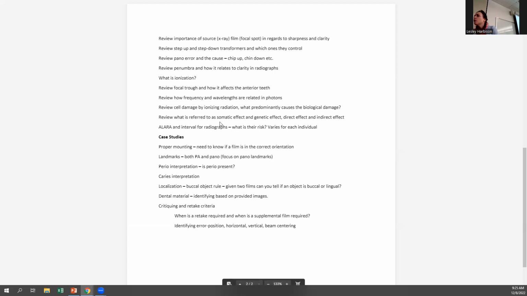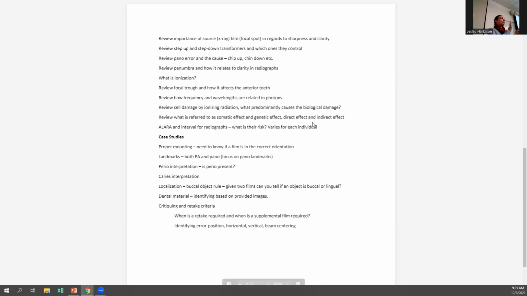Review what is referred to as somatic effect as opposed to genetic effect. Basically, somatic is anything that hits any part of the body or causes damage anywhere that's not genetic or reproductive material. If it causes damage to reproductive material, then you see the results in the next generation. If it's, like, breast cancer and you're radiating that area, they'll have effects on their body right then. Whereas if it's the ovaries, it'll affect the next generation. So somatic is any tissue that's not reproductive. And then direct effect and indirect effect.